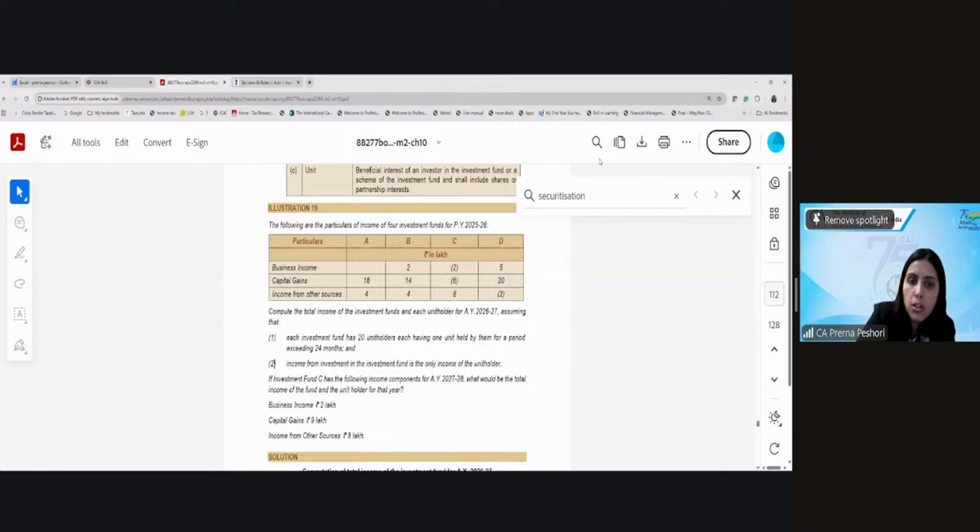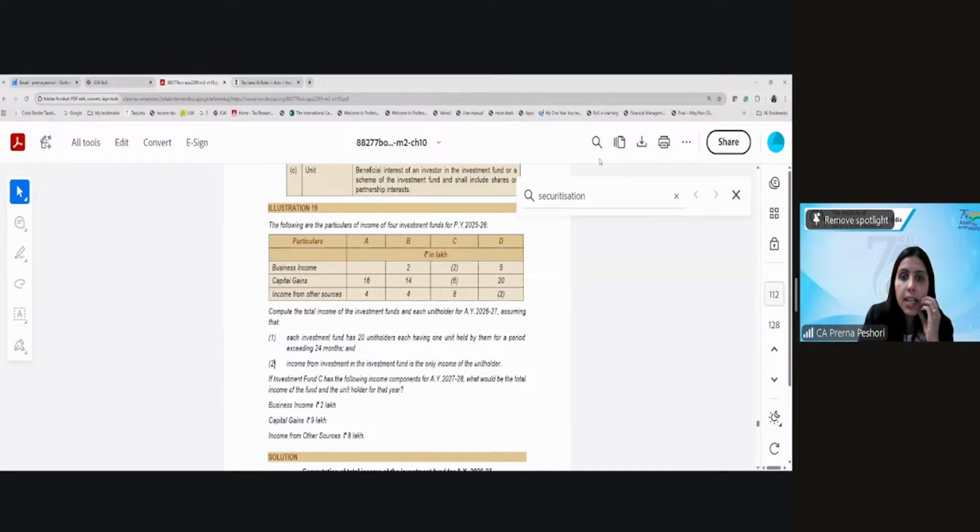So there are 20 unit holders, each having 1 unit. So 20 is the total income divided by 20. So each unit holder's income will be 1 lakh. We are going to talk about 1 unit holder only. So 1 lakh in a 4:1 ratio. So 80,000 will be taxable under the head capital gain for the unit holder, and 40,000 will be taxable under the head income from other sources. Clear?